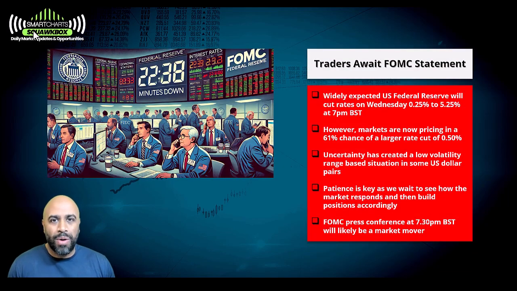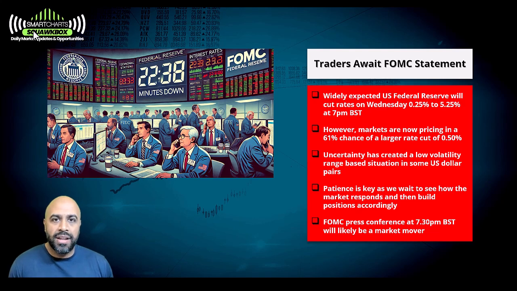First of all, traders are awaiting the all-important FOMC interest rate statement tonight. Widely expected, the US Federal Reserve will cut interest rates 0.25% to 5.25% overall at 7 p.m. UK time. However, markets are now pricing in a 61% chance of a larger interest rate cut of 0.50%. This uncertainty has created a low volatility range-based situation in some US dollar pairs. So patience is going to be very key here as we wait to see how the market responds and then build positions accordingly. The FOMC press conference at 7:30 p.m. UK time will likely be a market mover.